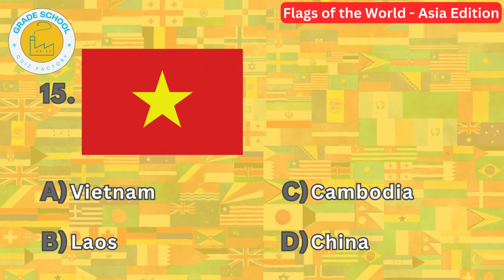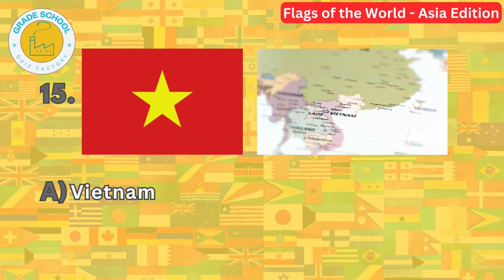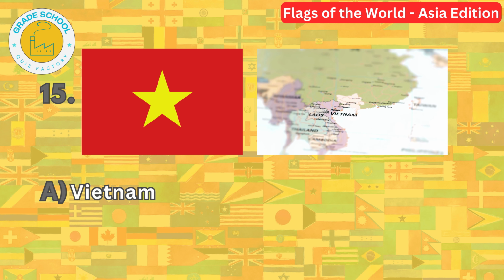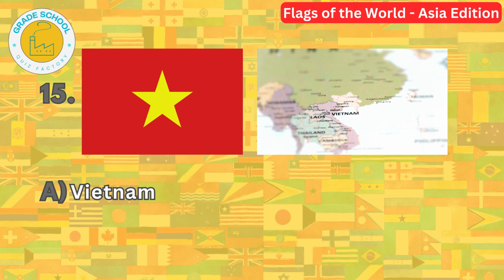Number 15. The correct answer is letter A. The flag of Vietnam has a red background with a large yellow star in the center. The red color represents the blood of the revolutionaries, and the yellow star symbolizes the unity of the people under the leadership of the Communist Party.